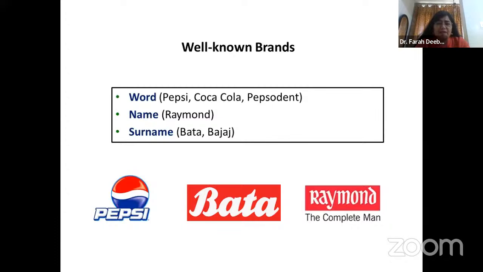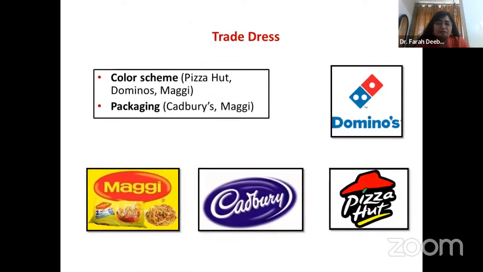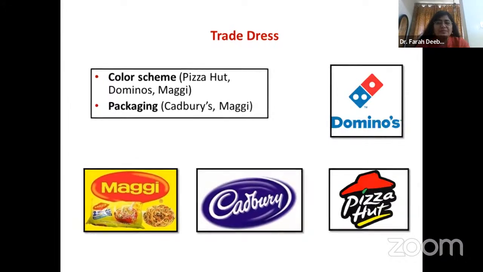These are the well-known brands, Pepsi and Bata and Raymond's, which may be a surname or a name or a word. The trade dress we talked about yesterday about Maggie or Cadbury's, the typical color combination, which others cannot copy, Domino's and so on.